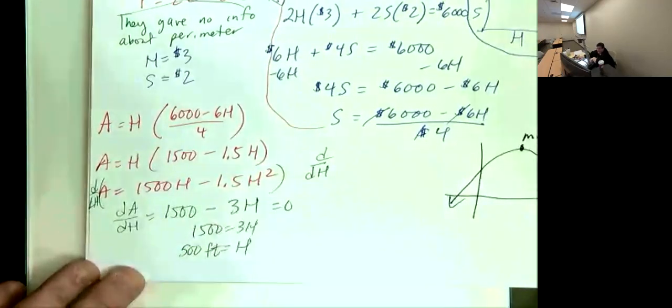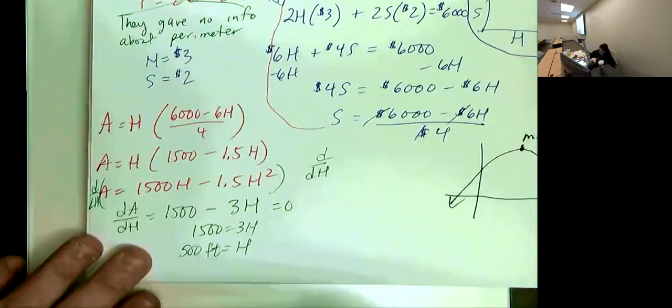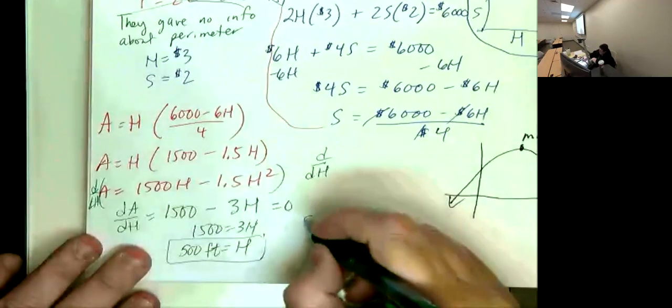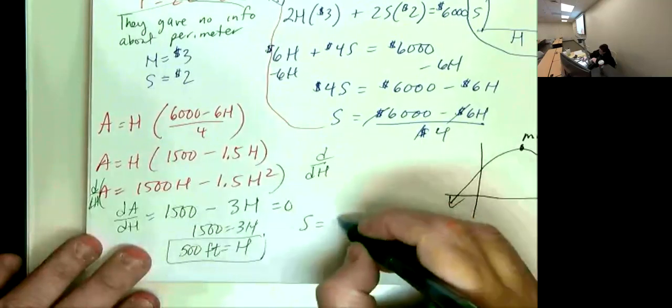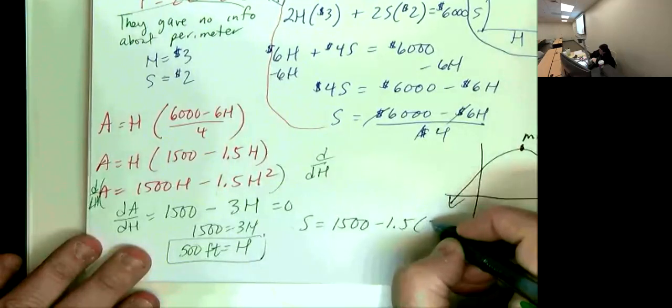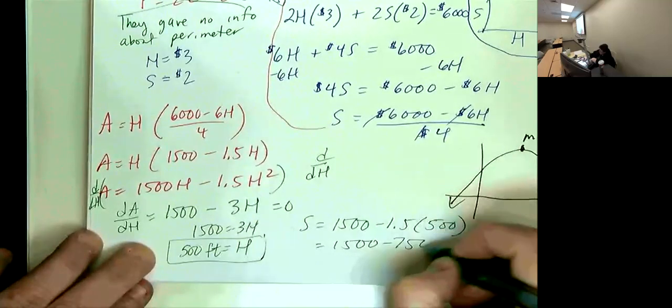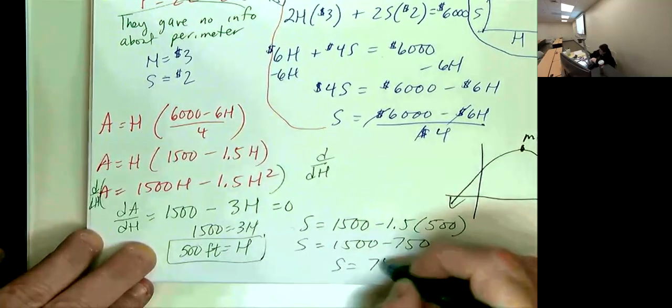It was in terms of feet. That's how many feet of heavy duty siding we needed. S was 1,500 minus 1.5H, or 1.5 times 500. This is 1,500 minus 750. So S equals 750 feet.